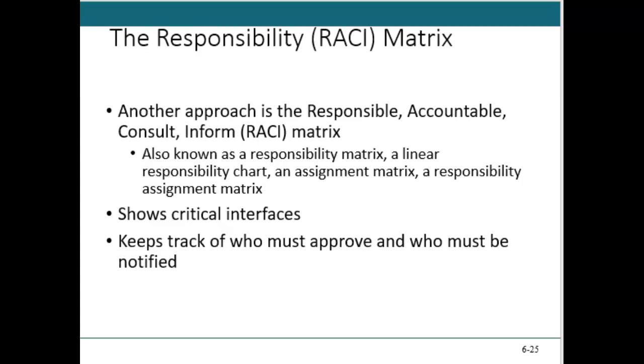Now, to manage these resources, I like a RACI. The RACI matrix is very popular. RACI stands for responsible, accountable, consult, and inform. Who do I consult with? Who do I inform? Who's responsible for this activity? Who's ultimately accountable, right? And that's what we're going to have in the RACI. It is a good structure.